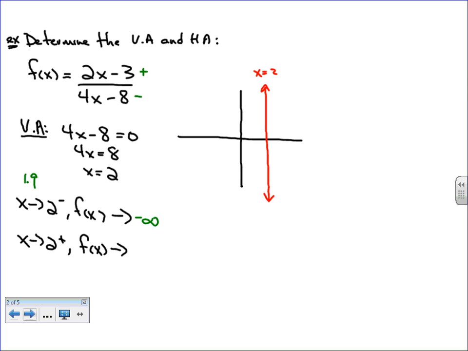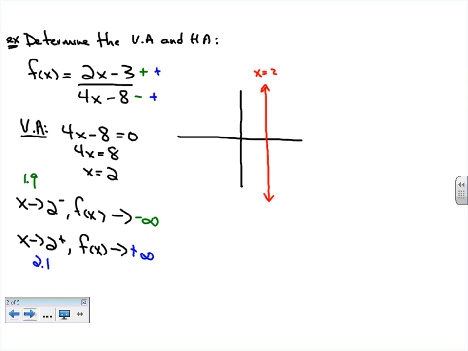Now I'm going to figure out where it's heading towards on the right-hand side of 2. So on the right-hand side of 2, I'm going to use a number close to 2 that's on the right-hand side of it, which is 2.1. 2.1 times 2 minus 3 is going to be a positive answer. 2.1 times 4 is going to be bigger than 8. When I subtract off 8, it's still going to be positive. So a positive divided by a positive is a positive, which tells me it's going towards positive infinity.